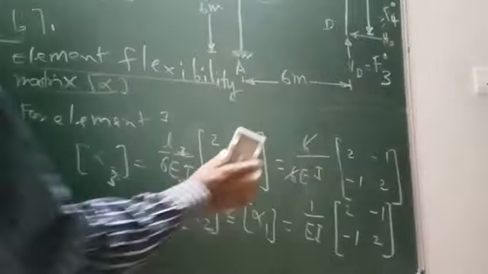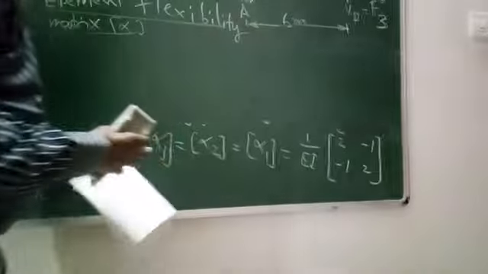They will get cancelled. Therefore, alpha 3 is also equal to L by 6, 1 by EI into 2 minus 1. Therefore, alpha 1 equal to alpha 2 equal to alpha 3 is equal to 1 by EI into 2 minus 1 minus 1, 2. Right. Now, with these values, we have to get the assembled element flexibility matrix.